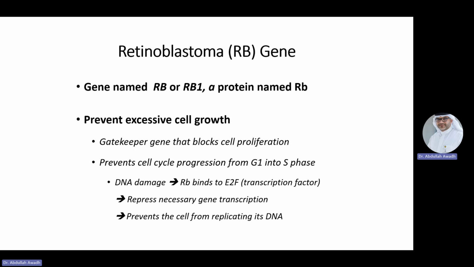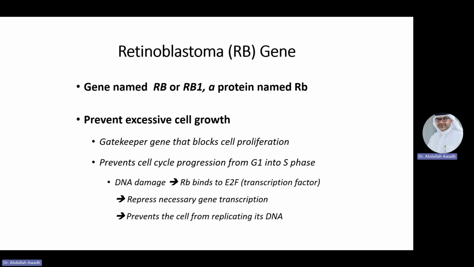The caretaker allows trying to repair the damage, but the gatekeeper blocks the cell proliferation. Prevents cell cycle progression specifically from G1 into S phase. So this is the first transition, making sure that the cell has sufficient nutrients, sufficient growth factors, sufficient material to start synthesizing the DNA in the S phase. So here it prevents the cell cycle from progressing until, of course, the conditions are met.